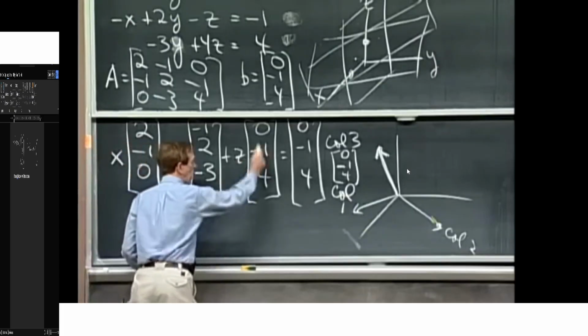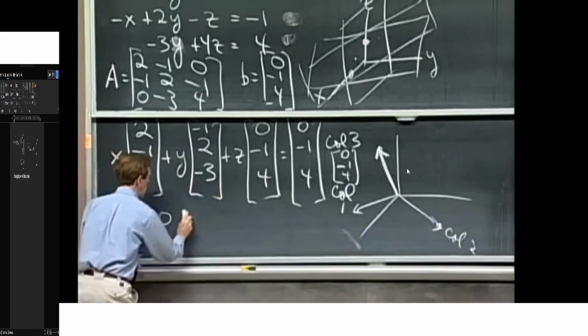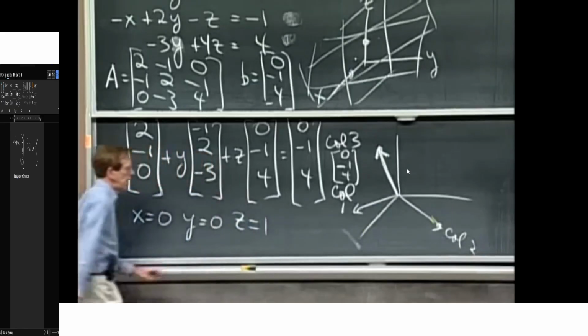I just want one of these and none of these. So x should be 0, y should be 0, and z should be 1.